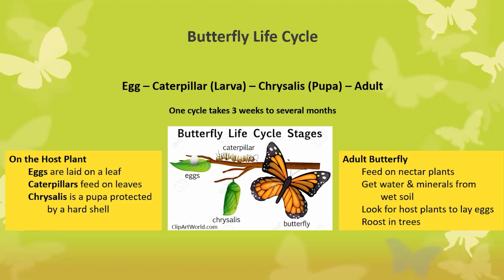What's also perhaps happening in our garden, but less visible to us, are activities that happen on a host plant. The eggs are laid on the leaf of the host plant. The caterpillars feed on the leaves of the host plant. And then the chrysalis, a pupa that's protected by the hard shell, may be attached to the host plant or perhaps fallen on the ground and laid in leaf litter.